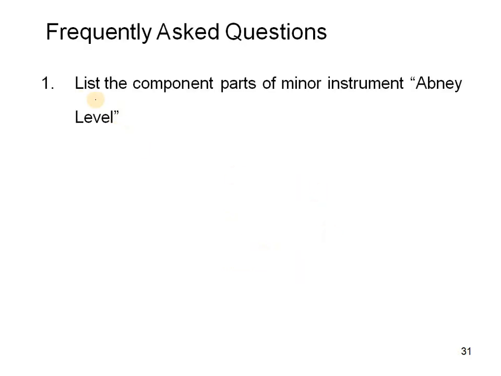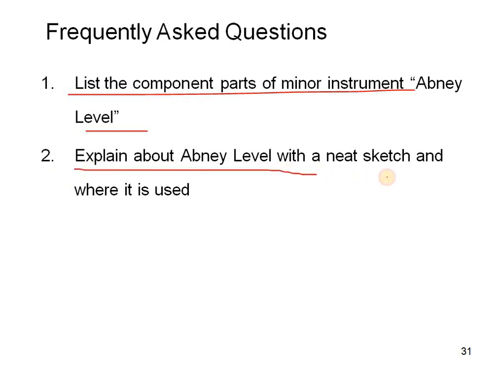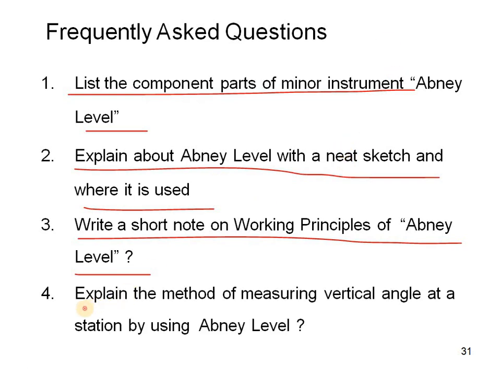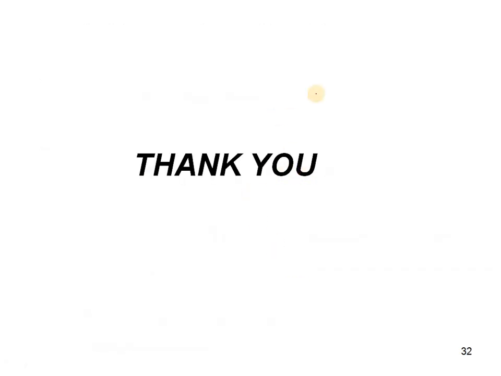Frequently asked questions for your examination are: list the component parts of the minor instrument, that is the Abney level, and explain the Abney level with a neat sketch and where it is used. Write a short note on the working principles of the Abney level. These questions are very important for notes. Explain the method of measuring a vertical angle at a station by using the Abney level.